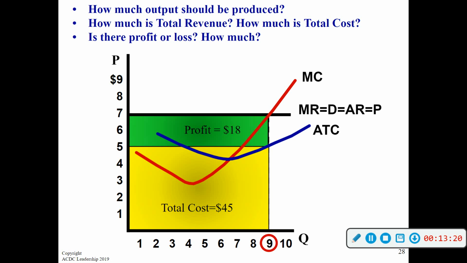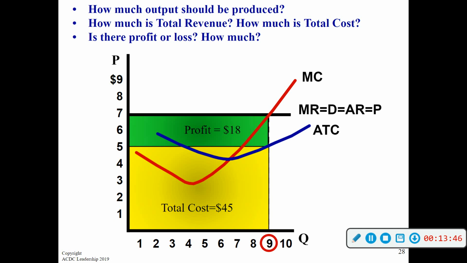If it is above the ATC, the firm's earning a profit. So we've seen the shutdown point, which is going to be down here. We don't have an average variable cost, so we can't determine shutdown using this graph. But we've seen shutdown, where MR equals MC is below the AVC.